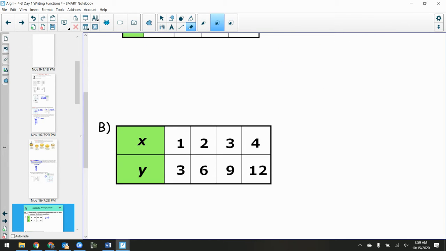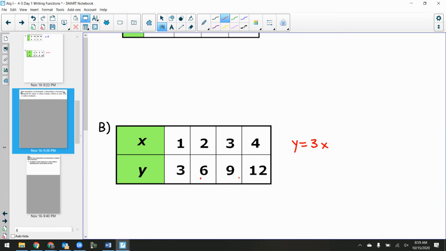What's my next one? Nate? Multiplied by 3. So what's my equation? y equals 3x. Let's check, make sure. If I plug in 1, I get 3. If I plug in 2, I get 6. If I plug in 3, I get 9, and so on. That pattern will continue. Good. So what we're doing in this section is looking for patterns and creating the equation from that. I mean, that's not all we're doing.